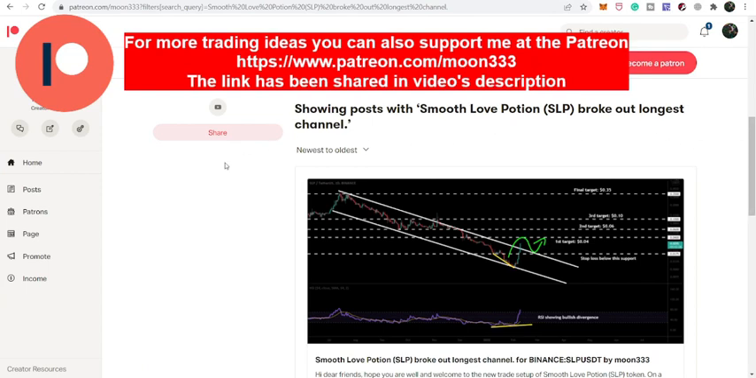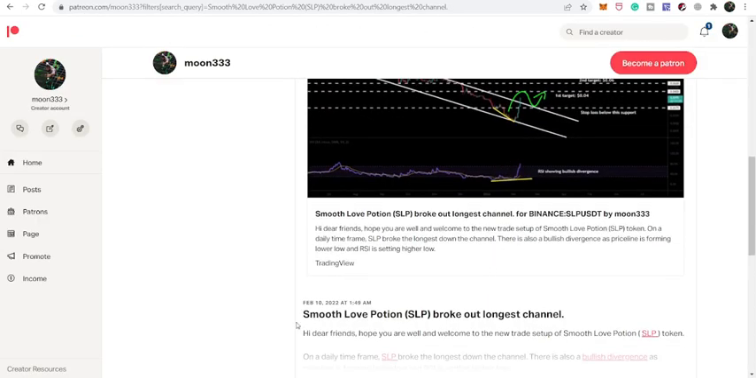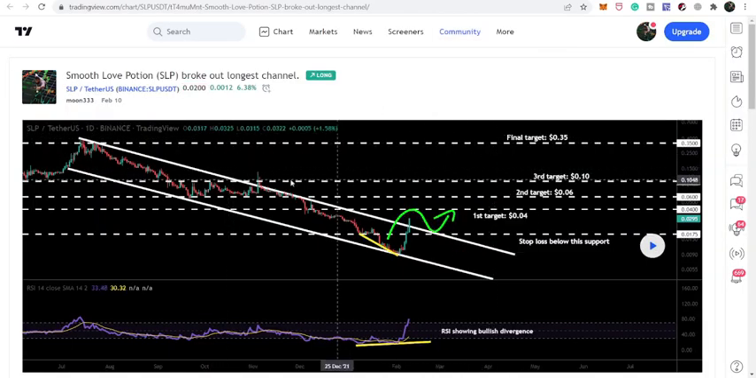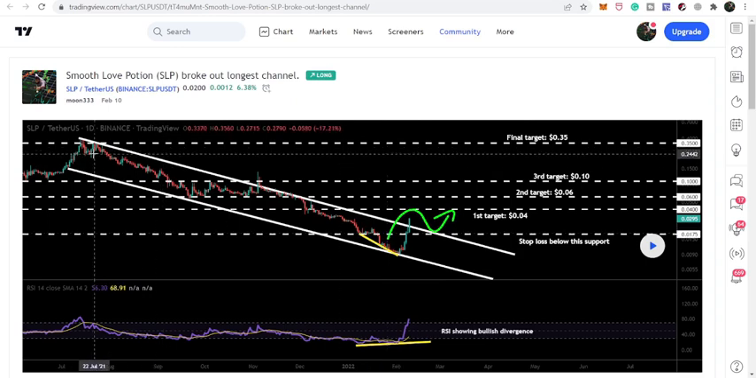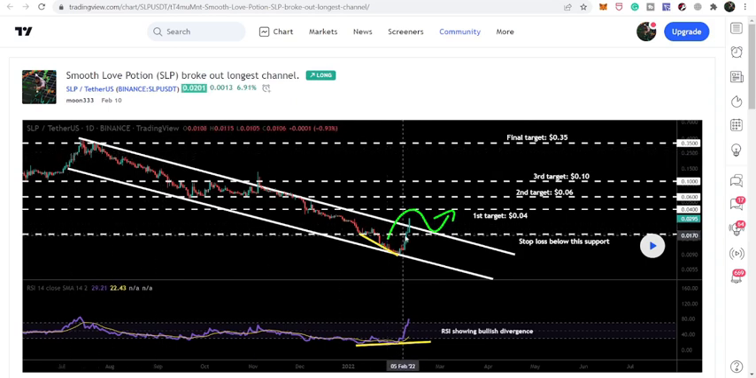So let's start the analysis. First of all, let me recall this big breakout, and this was a chart, by the way, I shared for my members at the Patreon on 10th of Feb, when the price line broke out the resistance of this very long-term down channel. You can see the price line was moving in this down channel since the month of July, and here we broke out on 9th of Feb.